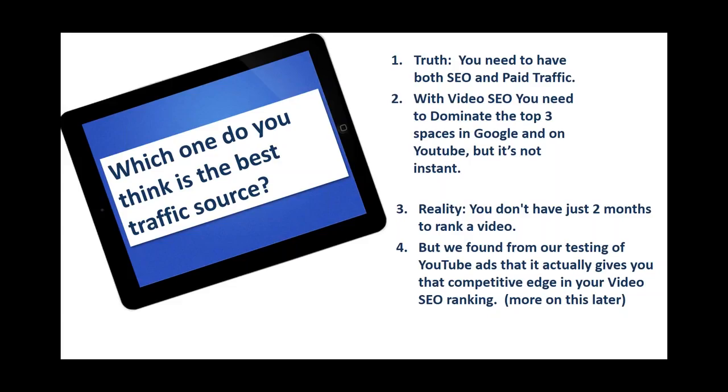Now with video SEO, you need to dominate the top 3 spaces in Google and on YouTube, but it's not instant. And from my testing, that's something that I found. And the reality is you don't have 2 months to rank a video. When it comes to promoting affiliate products, which many of you have said you want to promote, you just don't have time, especially if you're doing a contest. In that contest is only 1 week, right? So you don't have 2 to 3 months to do that. You've got to have instant traffic in order to do that. So that's the reality, and I'm going to show you a different way around that.